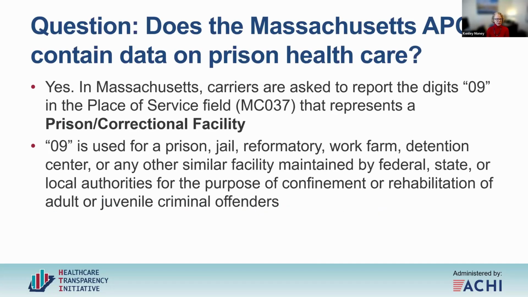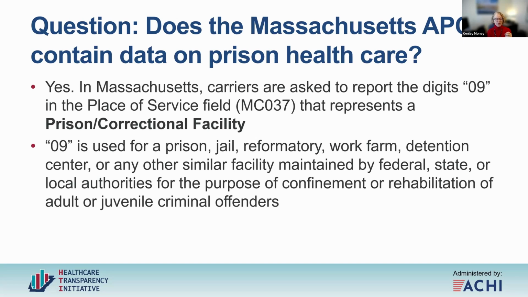So the first question that we're going to talk about that I found interesting is this, directly from their deck on their site: Does the Massachusetts APCD contain data on prison healthcare? And they go into their two slides here. They go into the two types of data elements that they use to find these types of claims.